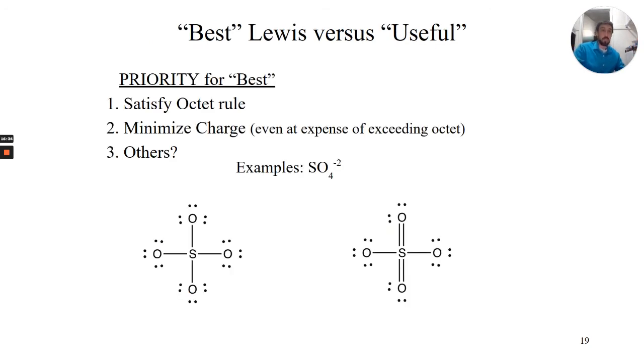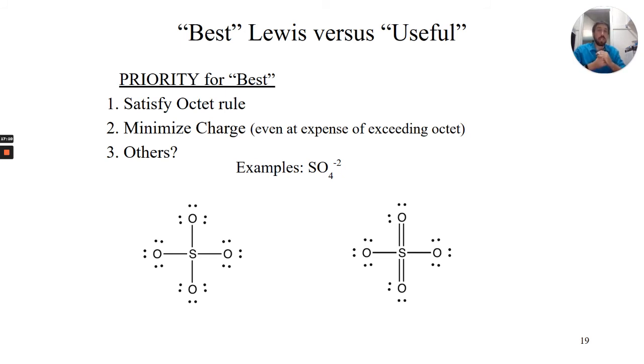So the next part behind this is we need to get an understanding of best Lewis versus useful Lewis. There are rules for assigning best. First rule, it's incredibly easy to forget, and we will forget it multiple times, and we'll talk about it in second semester also. Satisfy octets. For any Lewis structure, your best Lewis structure will have every octet satisfied.